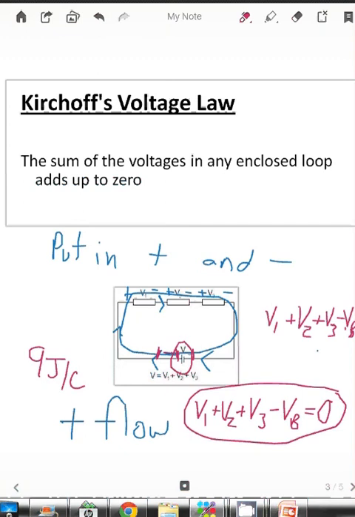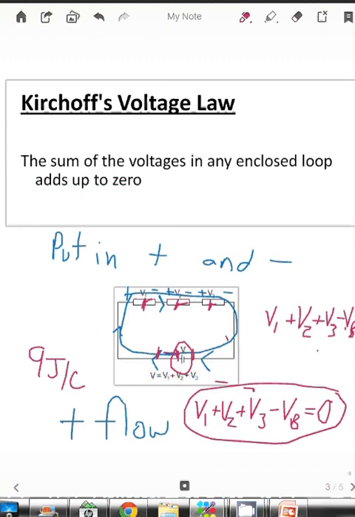Well, something else is going to receive that 9 joules of energy. What's going to receive it? Well, this is going to receive some of it, this is going to receive some of it, and this is going to receive the rest of it. The energy that's dropped off here, here, and here must add up to 9 joules for every coulomb that passes through. Well, that's no different than what this equation's saying. Whatever the battery's supplying, those 3 resistors are using.